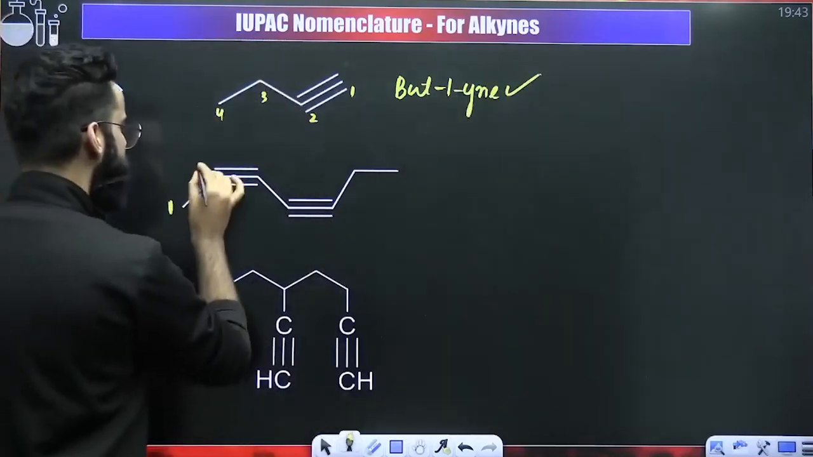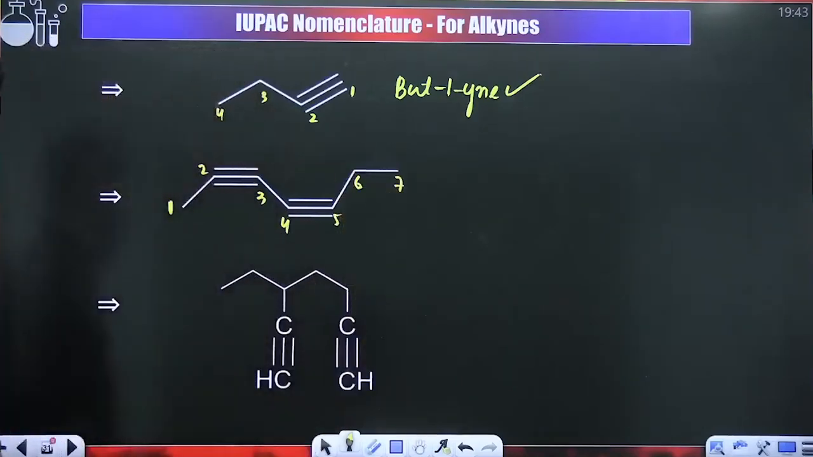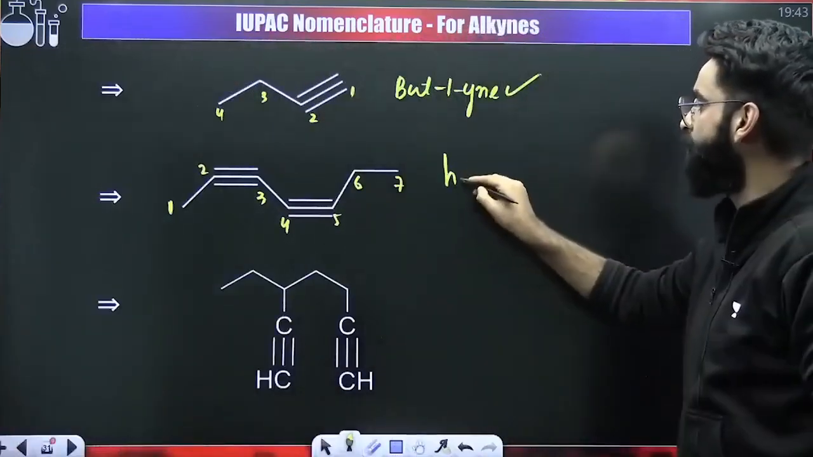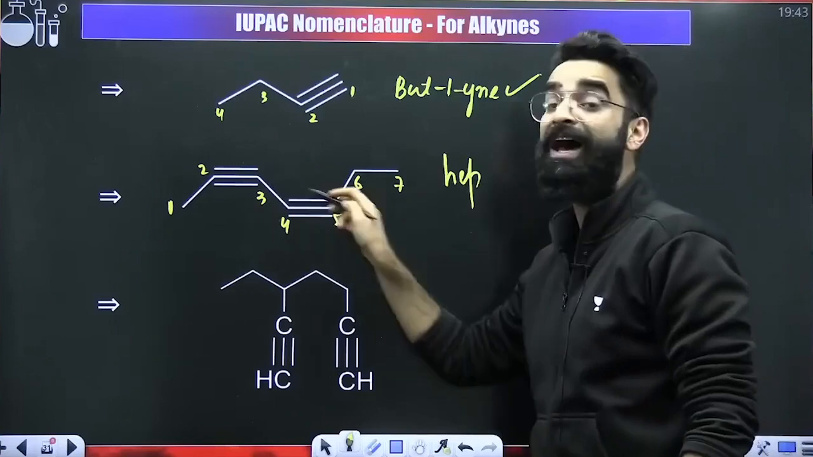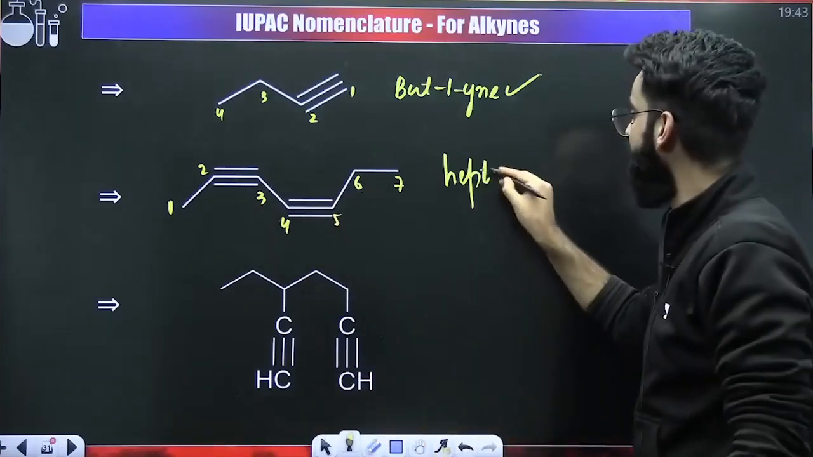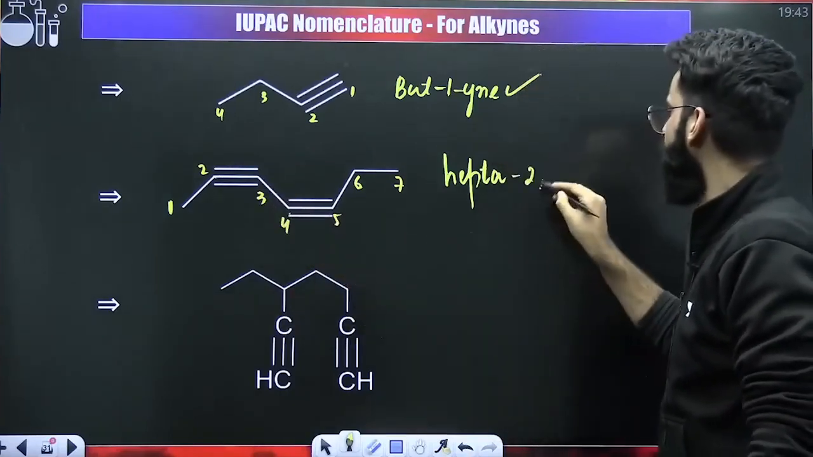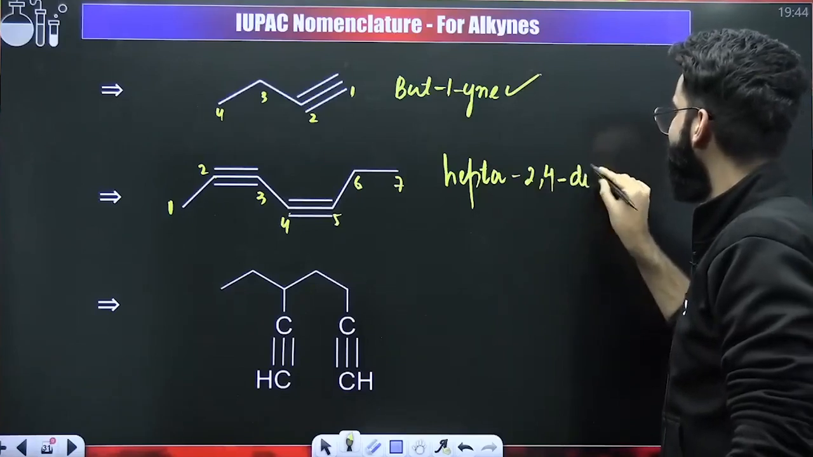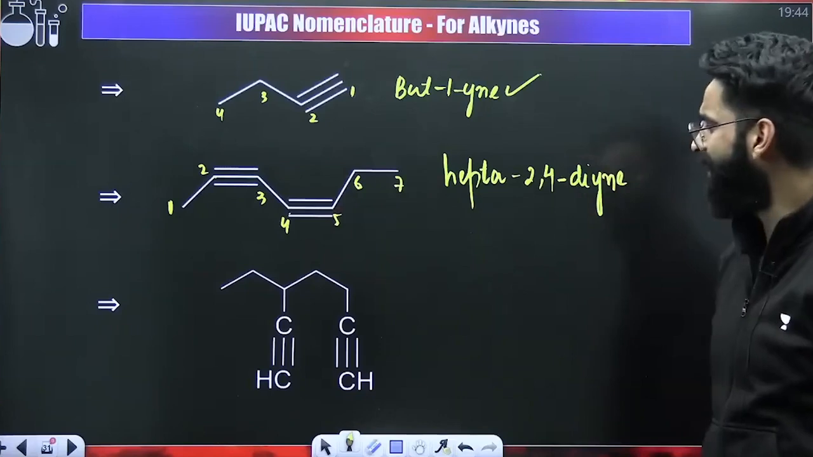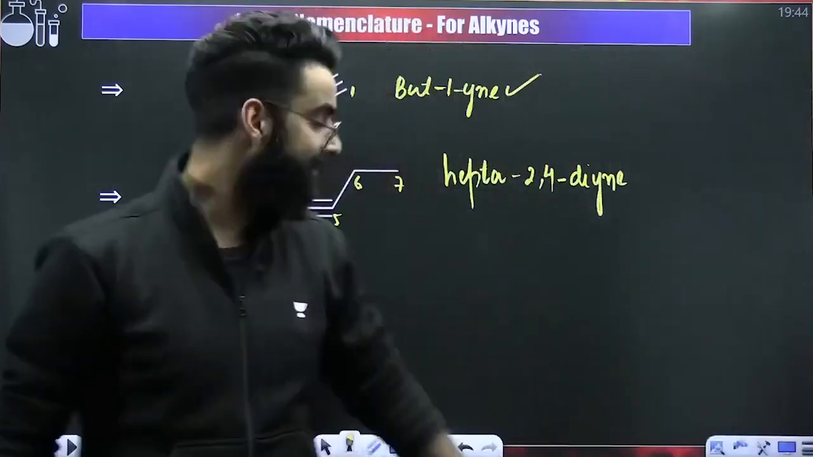Now start the numbering. 1, 2, 3, 4, 5, 6, and 7. This is going to be the numbering. In the main chain, 7 carbon atoms. So what should I use? Should I use hept or hepta? There are 2 triple bonds in the main chain. So I should use hepta. Now, at carbon number 2 and carbon number 4, it's going to be diene. There are 2 triple bonds, so di, and triple bond means ine. Hepta-2,4-diene. Right? Look at the next one.